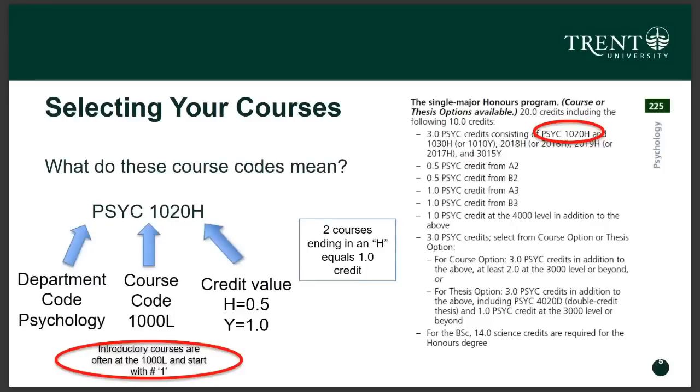Within all of these, each department isolates which courses in particular. But what do these course codes mean? At the beginning of each course code, you're going to have a departmental code. In this case, it's PSYC, which is psychology.